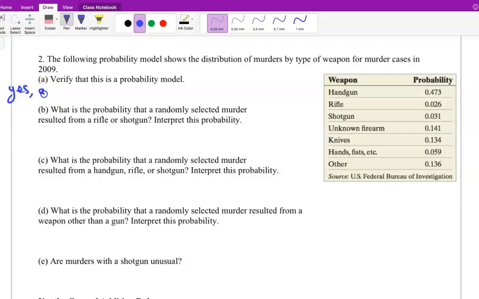And that is because we have a probability model, and that is because all probabilities are between 0 and 1, and add up to 1.